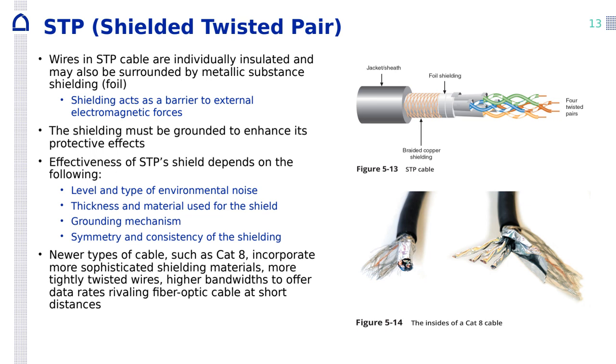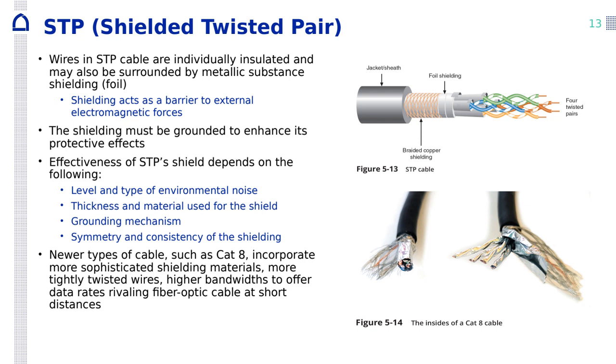Okay, this is shielded twisted pair. Here you see the twisted pair, the same as the cable here, by the way, but it is shielded from the outside. So it's more strong and more expensive and more difficult to handle than أسمك. Okay? And the shield must be grounded to enhance its protective effects.